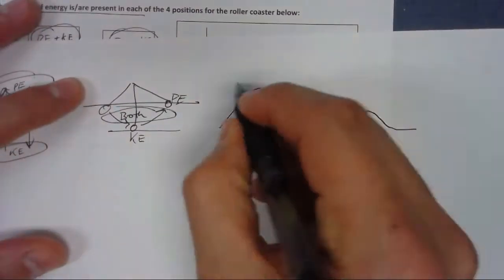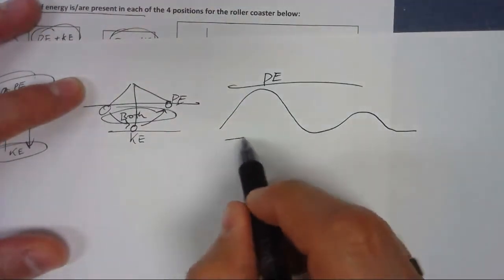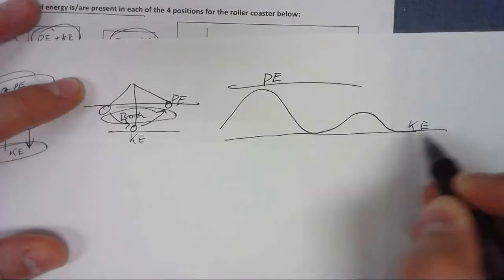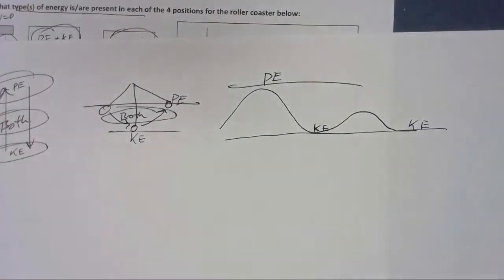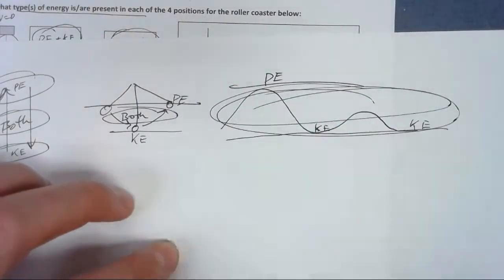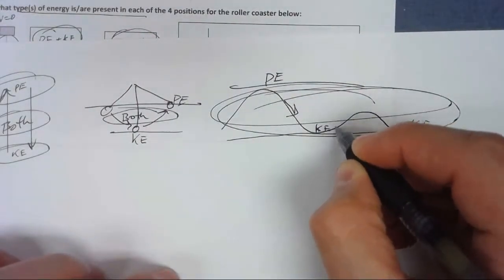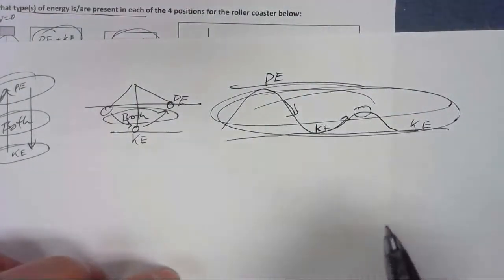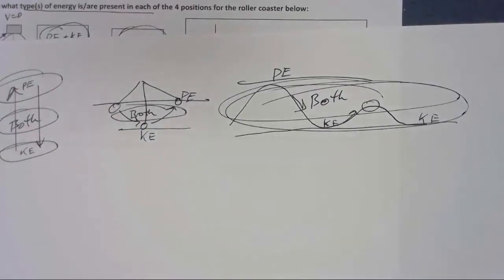Roller coaster, everything at the top, potential energy, the very top. Everything at the very bottom, kinetic energy, which for us in that last problem included both of these places. They're both at the very bottom, at the same place. Everything in the middle, though, regardless of what the roller coaster looks like, whether it's going down, whether it's going up, whether it's the top of a hill, or I'll show you another one in a minute, everything in the middle is both forms of energy, both potential and kinetic.